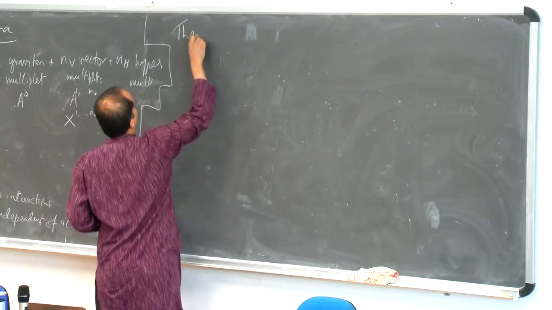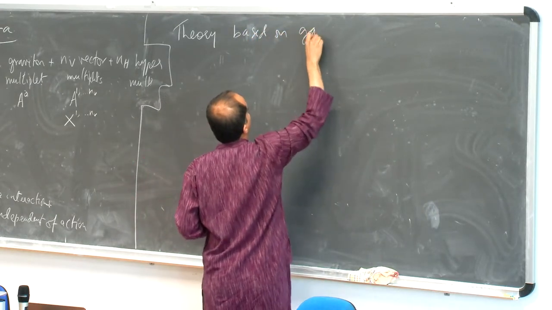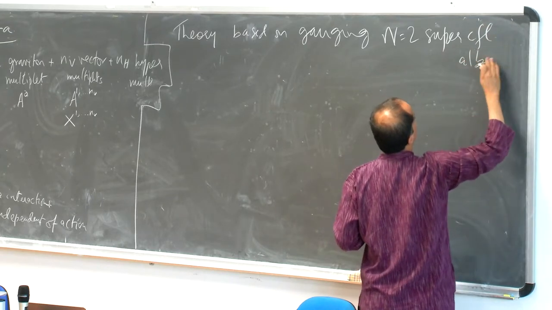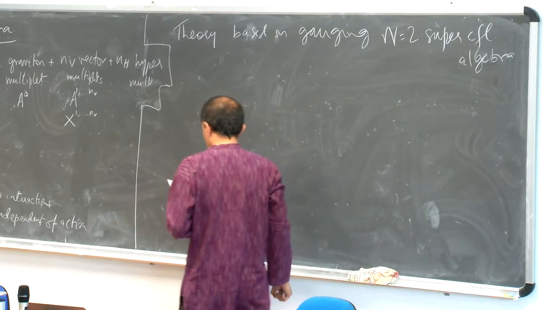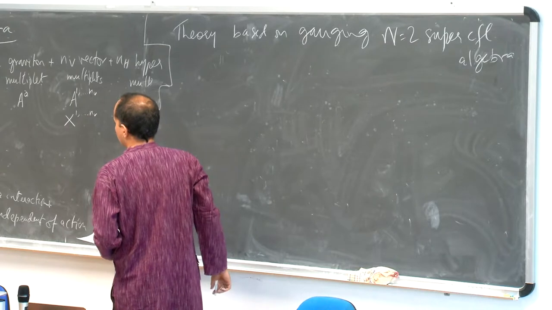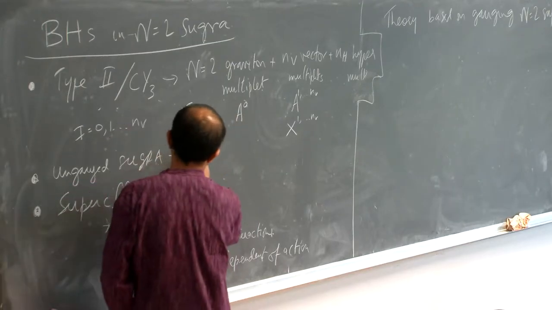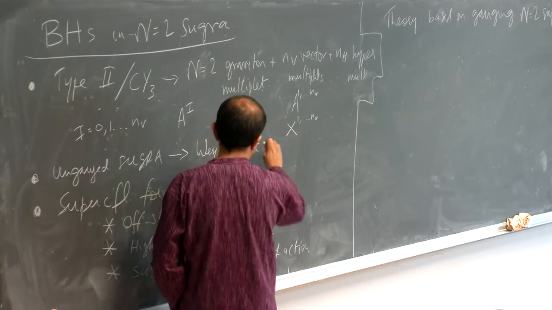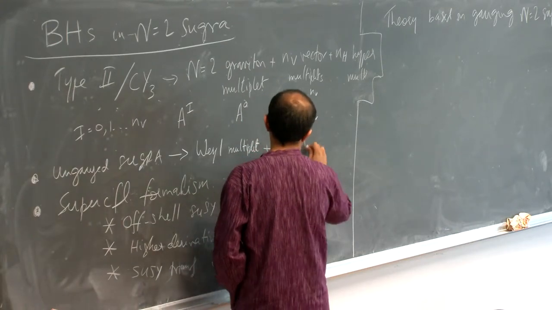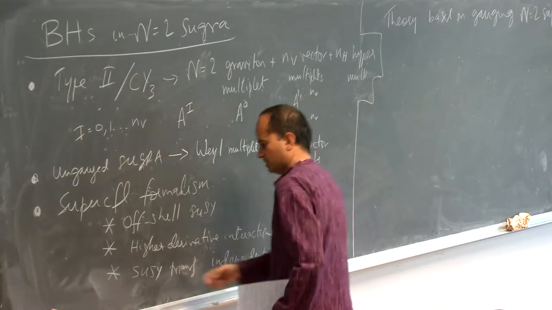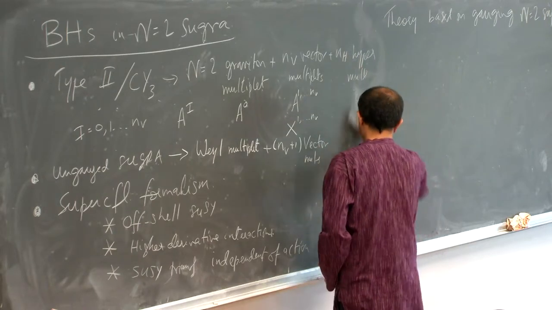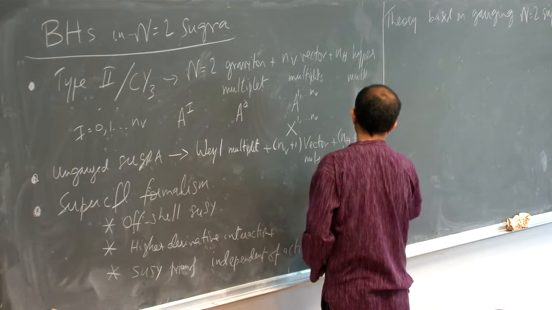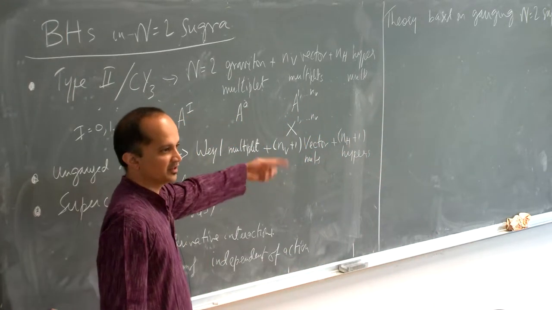And the theory is based on gauging the N equal to 2 superconformal group algebra. And let me even say this. So in this superconformal formalism, this theory is rewritten as, so the graviton multiplet is often called the Weyl multiplet. You have nV plus 1 vector multiplets and nH plus 1 hypermultiplets. Okay, this Stefan already talked about. The plus 1 reflects the extra gauge invariance of the theory.